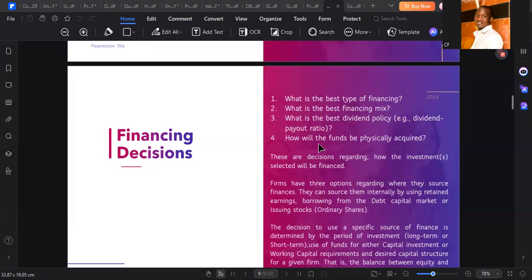So the firms have three options regarding where these finances will emanate. Will we get it from retained earnings? So when a business, as a company, so they will have two decisions that will need to be made, either to borrow or to plow back the earnings that are made, which will be augmented into equity.